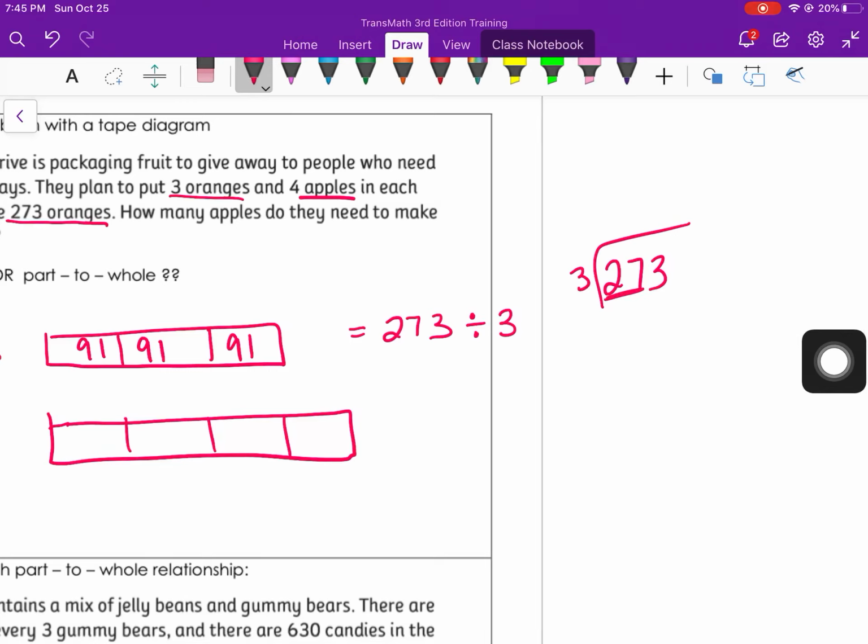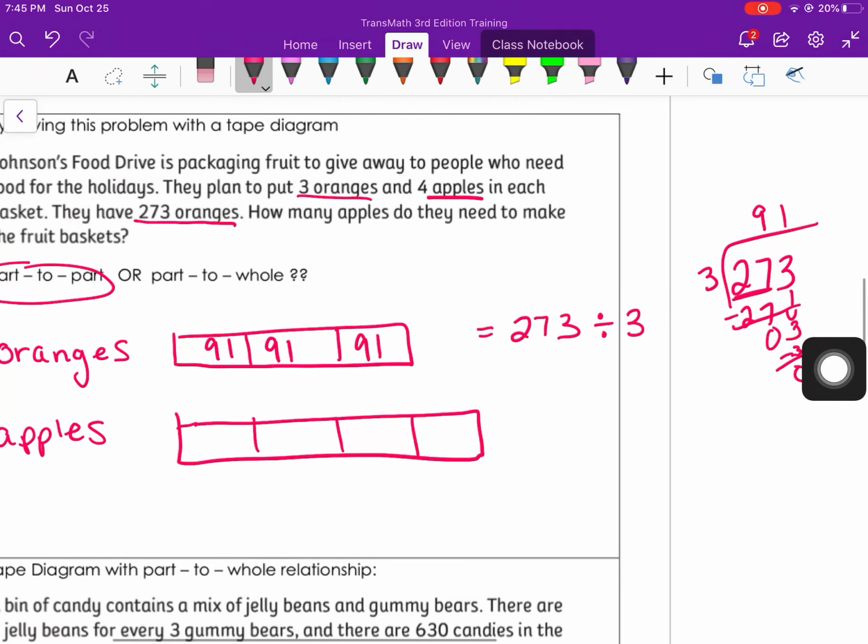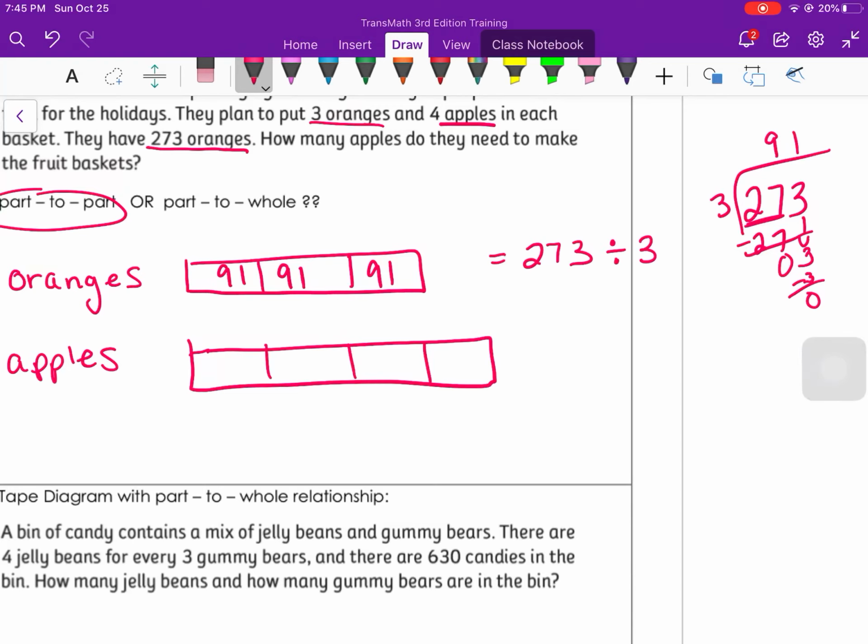So 273 divided by 3. Since 3 doesn't go into 2, you need to say it goes into 27 9 times. 3 times 9 is 27. Bring down the 3. 3 goes into 3 one time. So it is 91. Okay, so 91 in each of those boxes. Then 91 in each of these boxes. Whoops.